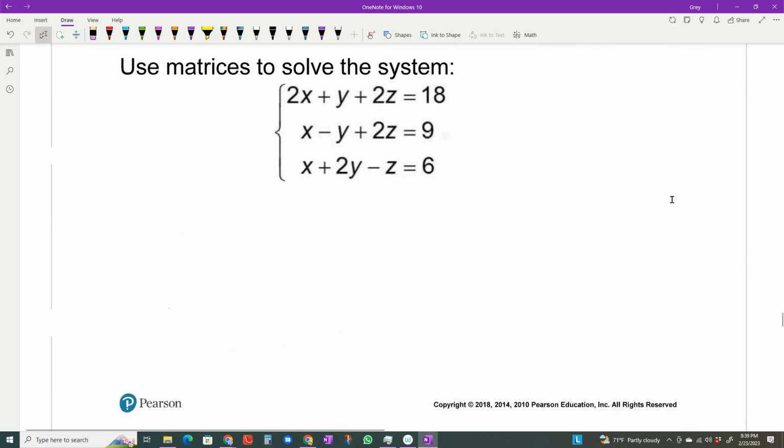Use the matrices to solve this system. Okay, so remember that we want a 1 in the top left corner, upper left-hand corner. And remember that we can switch any two rows. So when I write my first matrix, I'm actually going to switch these two rows when I even start it up.